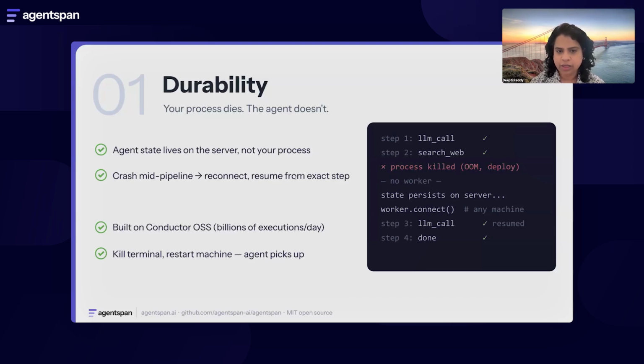What this means practically: if your agent is on step 7 of a 10-step pipeline and your server or your process goes down, once it's back up, it picks up at step 7, not step 1, but step 7. As I said, this is powered by Conductor under the hood, the same orchestration engine running in production at Netflix and LinkedIn. We did not reinvent this. We simply made it work natively for agents.